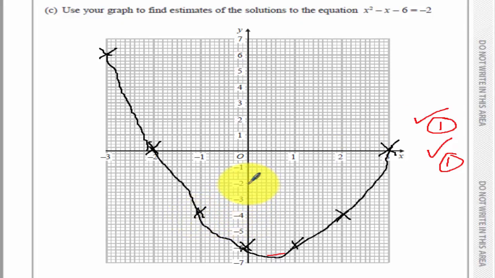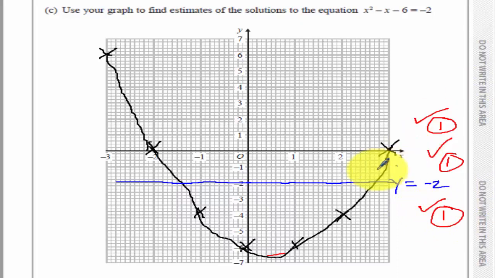But we come to minus 2 on the y-axis and draw a horizontal line across. And I could even label that y equals minus 2. Drawing that line picks you up one of the 2 marks. The other mark is for realizing the 2 answers are where the 2 lines intersect. So there's one there. And there's one there.